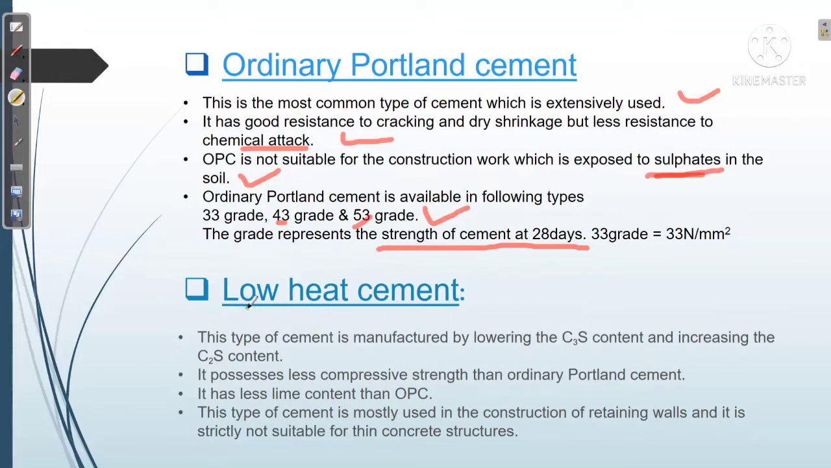Then the second type of cement is low heat cement. As the name itself indicates, it has low heat. Okay, so this type of cement is manufactured by lowering the C3S content and increasing the C2S content. Okay, so it possesses less compressive strength than ordinary Portland cement. That is the second property. It has less lime content than OPC. Okay, it will have less lime content than ordinary Portland cement.